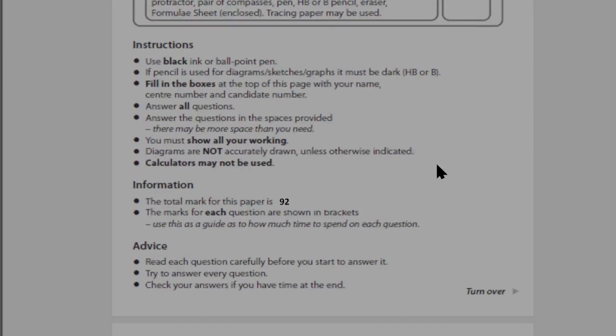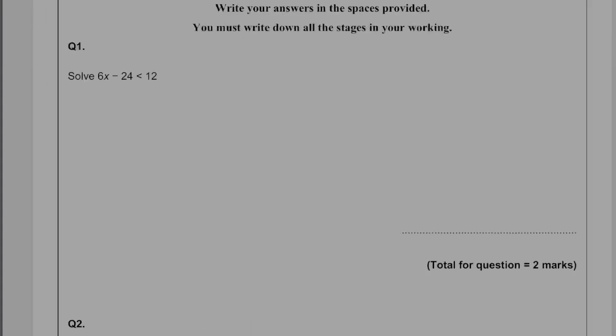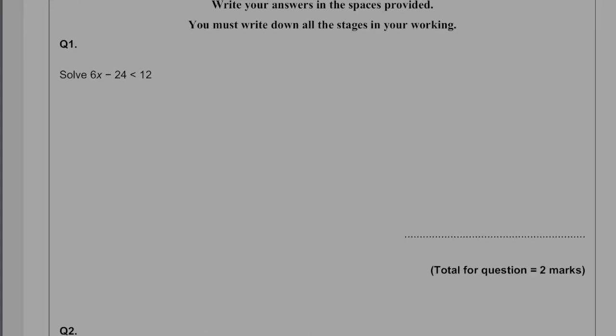Okay, here's the paper, and we will start off. Right, question 1. Solve 6x minus 24 is less than 12. So our first step here is we want to get rid of the minus 24. To do that, we want to move the 24 by the inverse of minus 24, which is plus 24. That would give us 6x has to be less than 36. Then we're going to divide both sides by 6, which would give us x has to be less than 6.